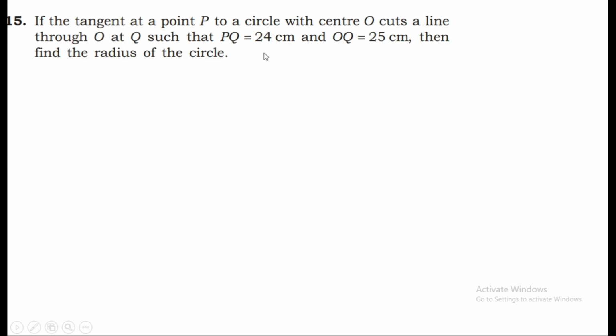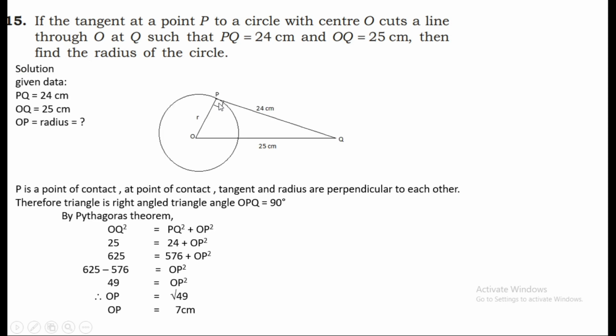Now, next question. If the tangent at a point P to a circle with center O cuts a line through O at Q such that PQ equals 24 and OQ equals 25, then find the radius of the circle. This is also one of the theorems. It is very easy. So we are given PQ is 24 centimeters, OQ is 25 centimeters, and you have to find the radius. You can see that they are forming a right angled triangle. So we use Pythagoras theorem.